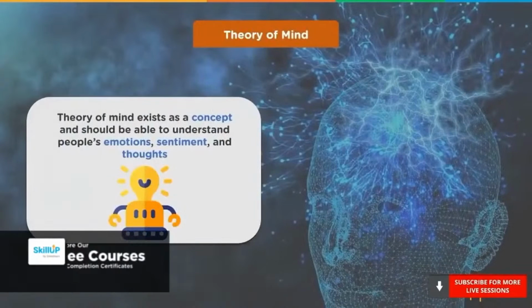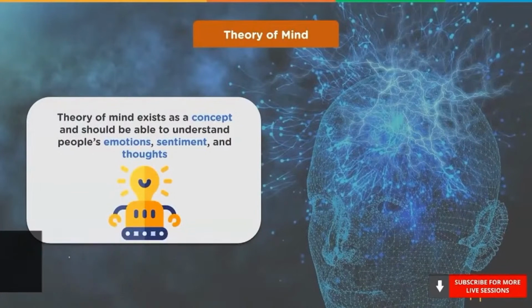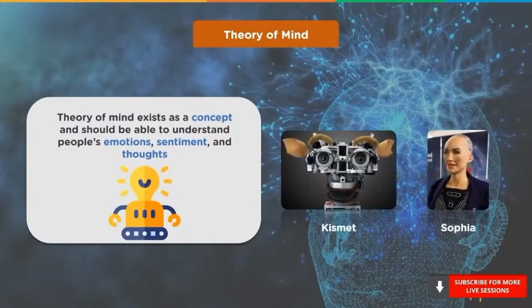Then we have theory of mind. Theory of mind represents a very advanced class of technology and exists as a concept. This kind of AI requires a thorough understanding that the people and the things within an environment can alter feelings and behaviors. It should be able to understand people's emotions, sentiment, and thoughts. Even though a lot of improvements are there in this field, this kind of AI is not complete yet.